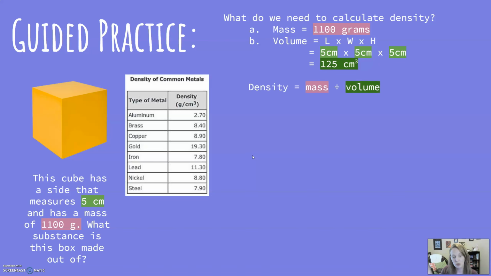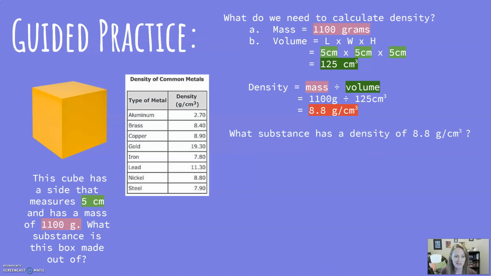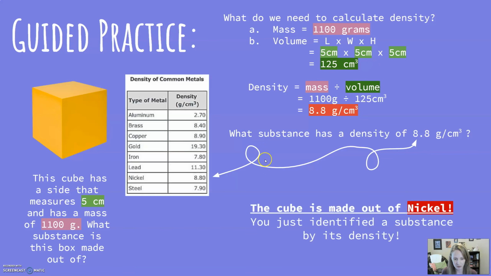Alright, so now we can take those two numbers and plug them into the density formula. We have mass divided by volume. So we're going to have 1,100 grams divided by 125 centimeters cubed, which comes out to 8.8 grams per centimeters cubed. What substances in this chart have a density of 8.8 grams per centimeters cubed? You can see that it matches up with nickel. It has a density of 8.80, but both of those numbers are exactly the same. They are equivalent. The cube is made out of nickel. We just identified what that substance was using a density chart and calculating its density.